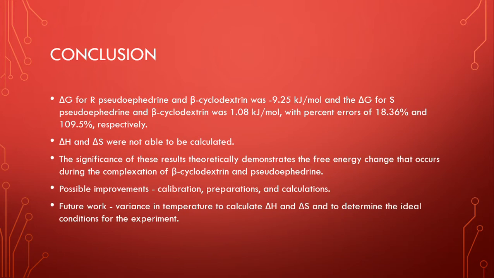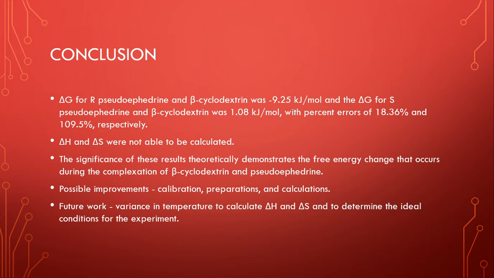And in conclusion, delta G for R pseudoephedrine and beta cyclodextrin was negative 9.25 kilojoules per mole, and the delta G for S pseudoephedrine and beta cyclodextrin was 1.08 kilojoules per mole, with percent errors of 18.36% and 109.5% respectively. The delta H and delta S were not able to be calculated due to a lack of variance in temperature, and delta H relies on a change in temperature, and then delta S relies on delta H to be able to be calculated.